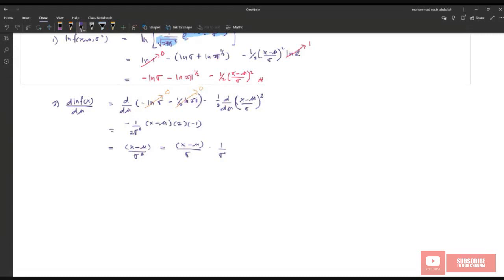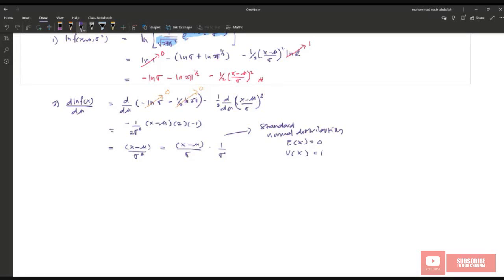So now, sebab kita nak bagi dia nampak bentuk macam normal, standard normal distribution, right? When the standard normal distribution, where expected of x is equal to 0 and variance of x is equal to 1.